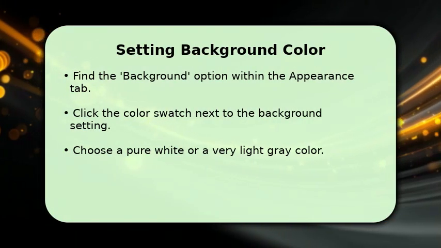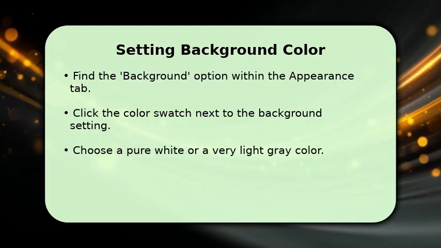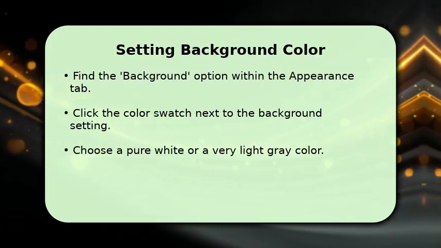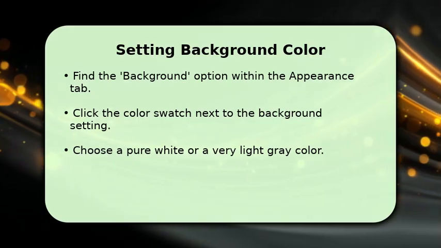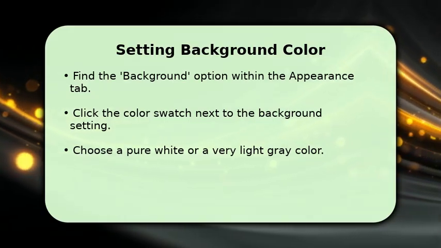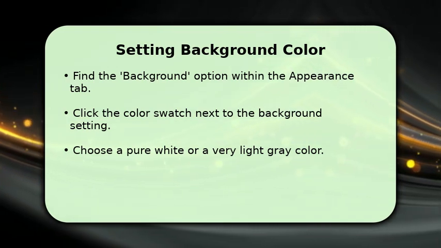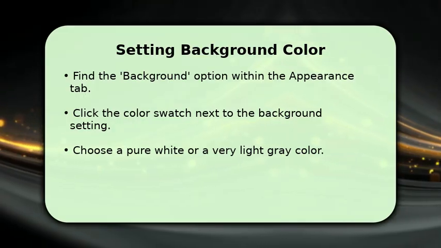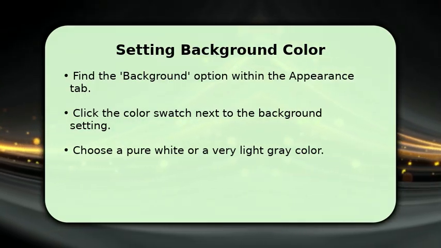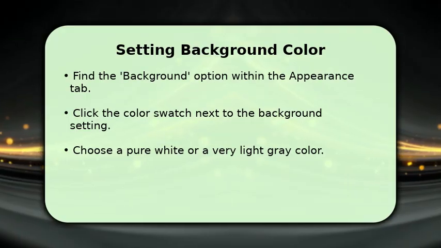Within the Appearance tab, scroll down until you find the background option. Next to it, you'll see a color swatch. Click on this swatch to open the color picker. From here, you can select a pure white color or any very light shade that suits your preference. This change will immediately update the chart's main background.